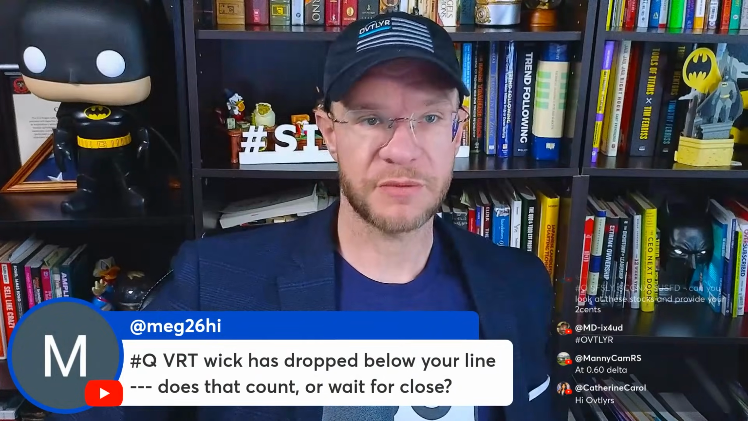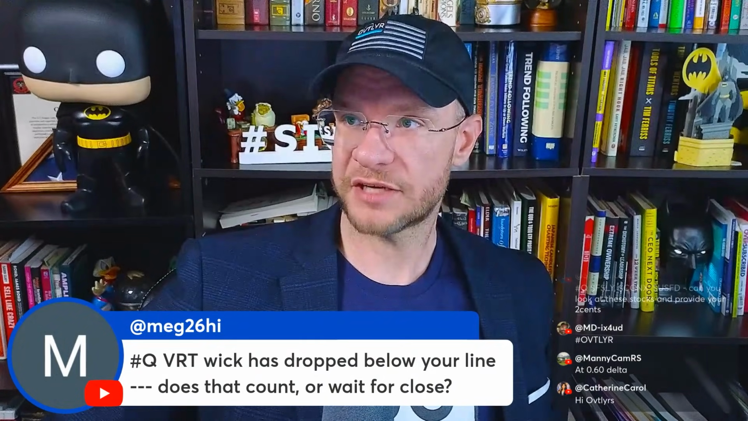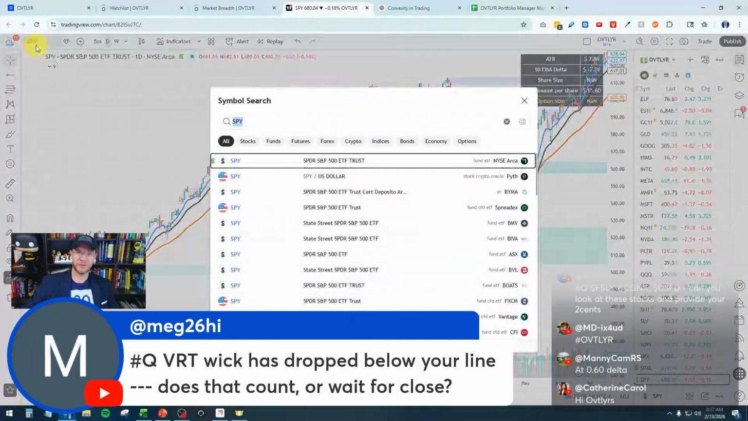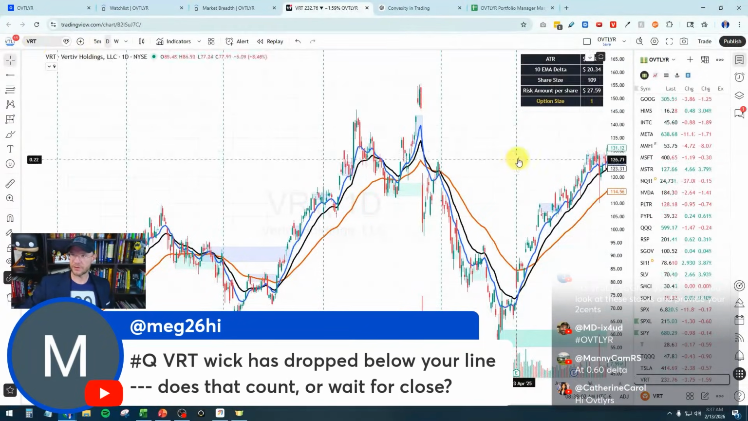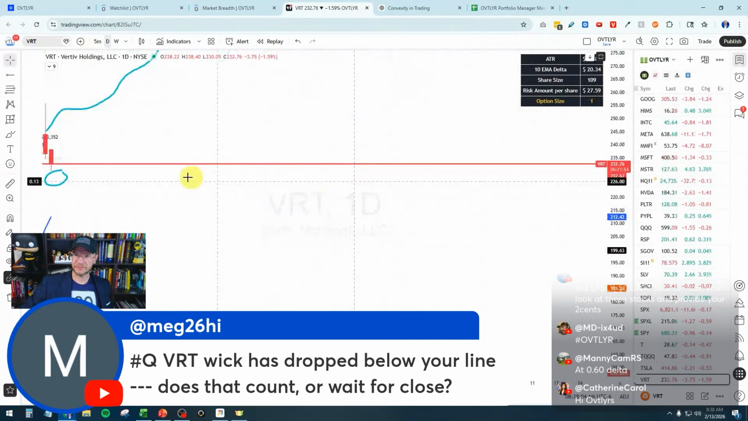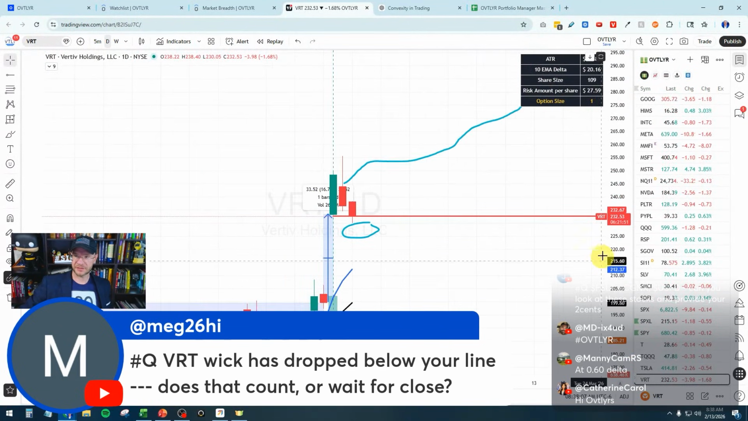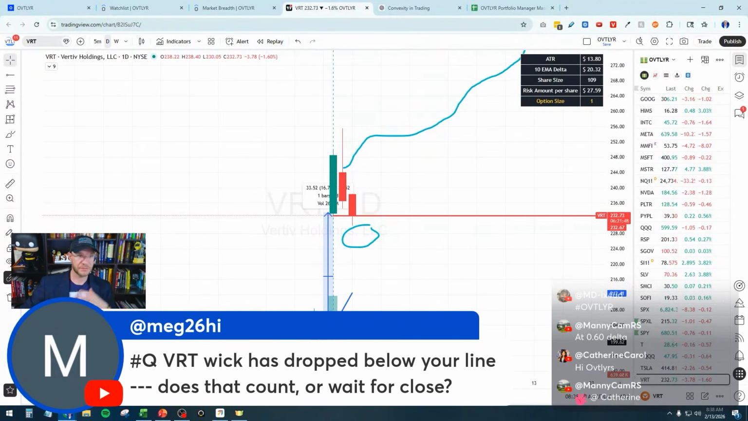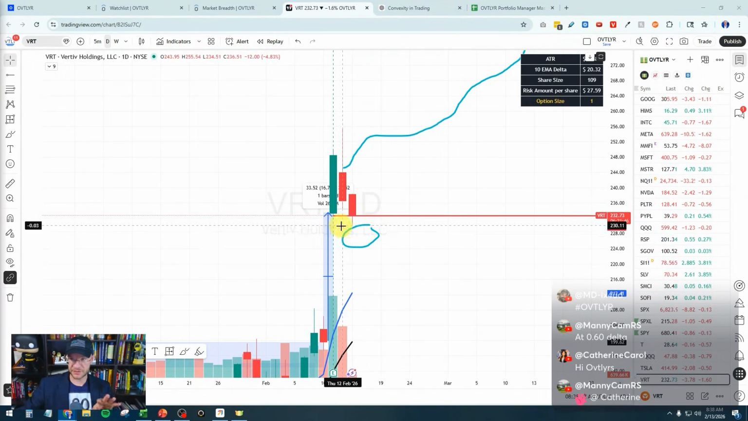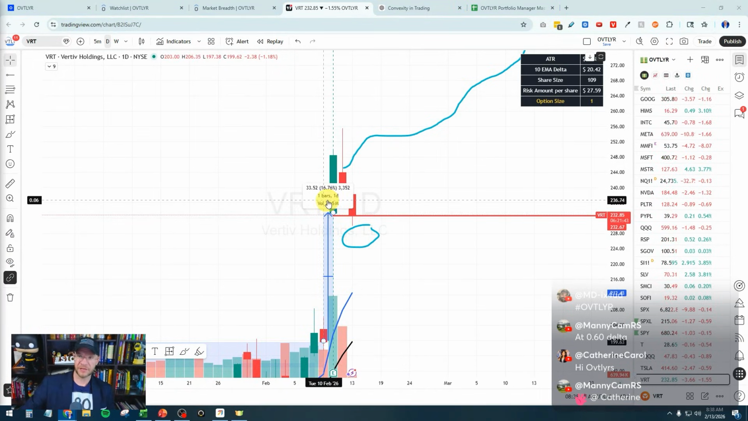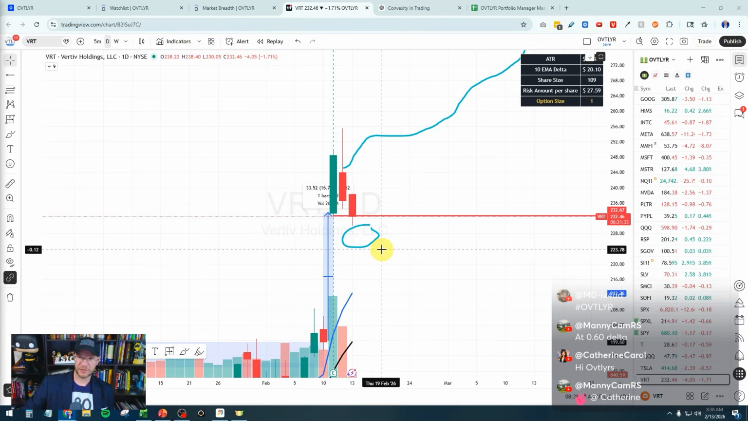Okay, we're talking about VRT again. I think this is a great question, going back to the gap and crap. The wick went below. And that's fine. I only care about the closing price. And that's just me. You might want to put that as your potential rule right there. But for me, I'm only looking at the closing price, and we have literally the entire day to find out where that's going to be. We don't know if it's going to come down here and then go up higher. If you want that to be your exit point, by all means. I'm looking at the closing price. All right, let's keep going.